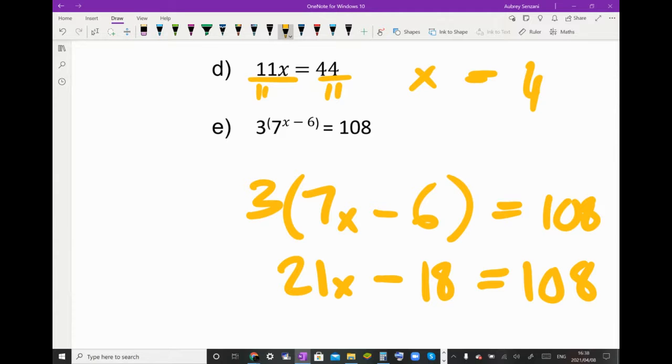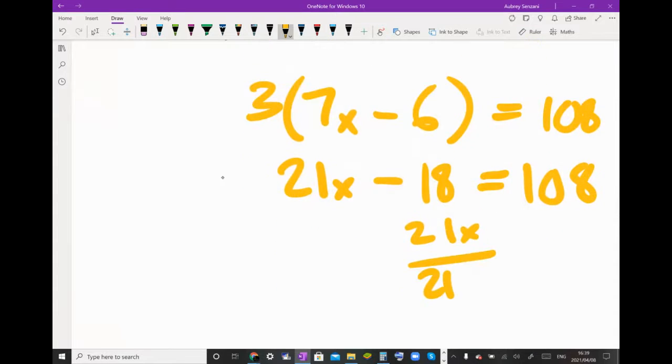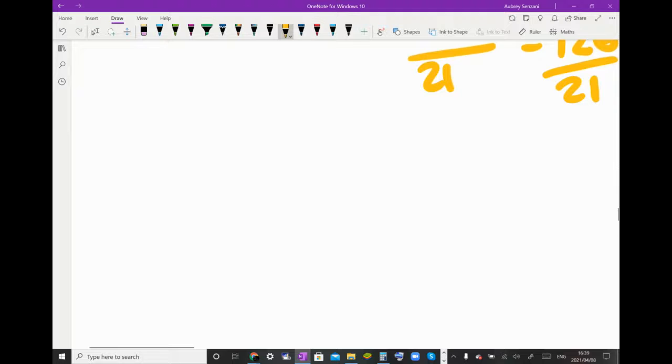So you take the 18 to the other side, then it becomes 108 plus 18, and then you divide both sides by 21. So this is 21x, going to divide by 21, as you said. Throw that 18 to the other side. That's going to give you 126 divided by 21. So what is our final answer, guys?